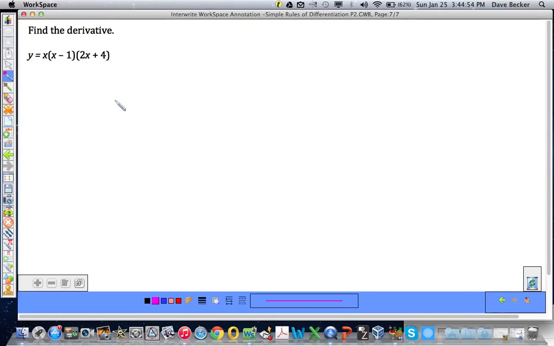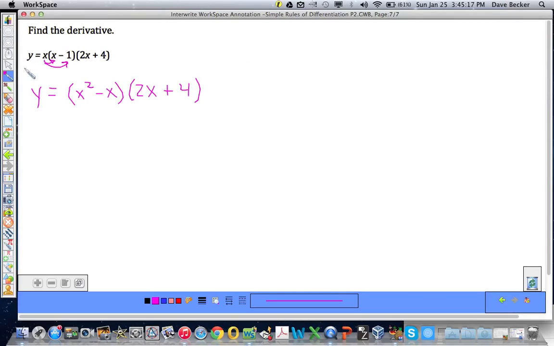Find the derivative of this. So I'm definitely going to have to expand this before I take the derivative. So I'll take this x and multiply it through here, and then we'll multiply by this, the result. So x times x is x squared, and x times negative 1 is negative x. And then I have to multiply that by 2x plus 4.